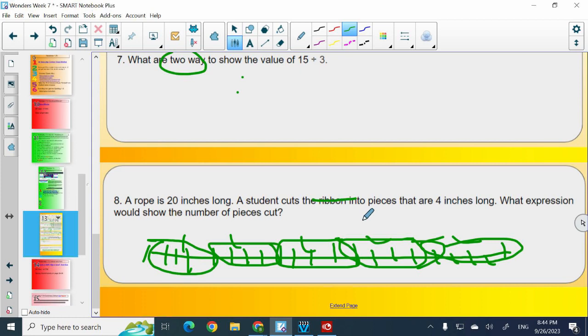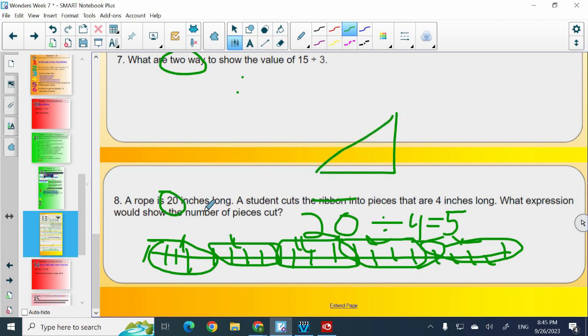But to be honest, you should know that this would be a 20, that's your big number, divided by 4 is your expression. If it asks for an equation, you'd put 20 divided by 4 equals however many cuts. 1, 2, 3, 4, and 5 cuts. Or you could use your cheat sheet, put your finger on 4, go down till you hit 20, and then go over and you would have seen 5. Remember the fact family triangle.